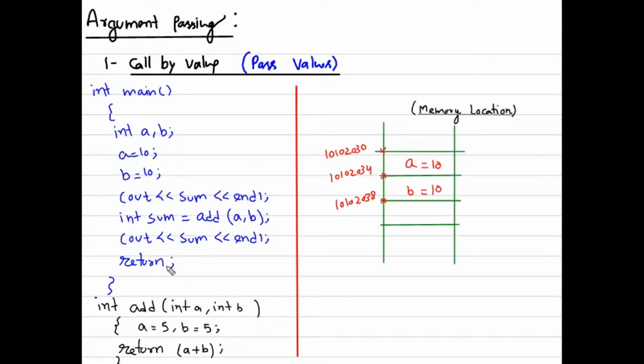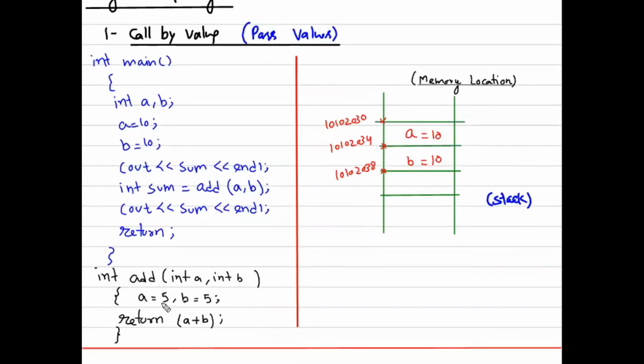So let's say this is the memory, and this is a stack. At the stack, A is stored as 10 and B is stored as 10. After this, A would be updated to 5 and B would be updated to 5. You should not confuse these values, and the address for them is different.